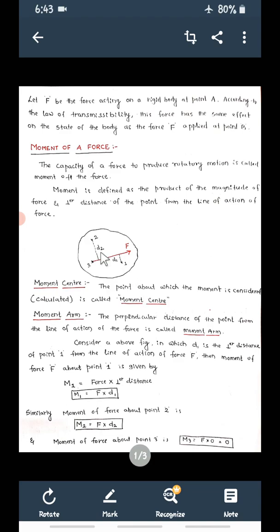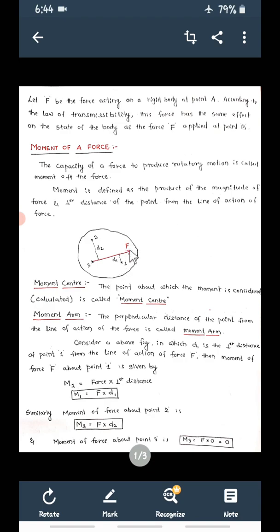Now 1, 2, 3 are the moment centers, and D1 and D2 are the moment arms. D1 is the moment arm for this force F and point 1. So the perpendicular distance between the force and the point where you are calculating is called the moment arm. Now again consider this sketch, in which D1 and D2 are the perpendicular distances from the force to points 1, 2, etc. Now we are going to calculate the moment of F one by one.